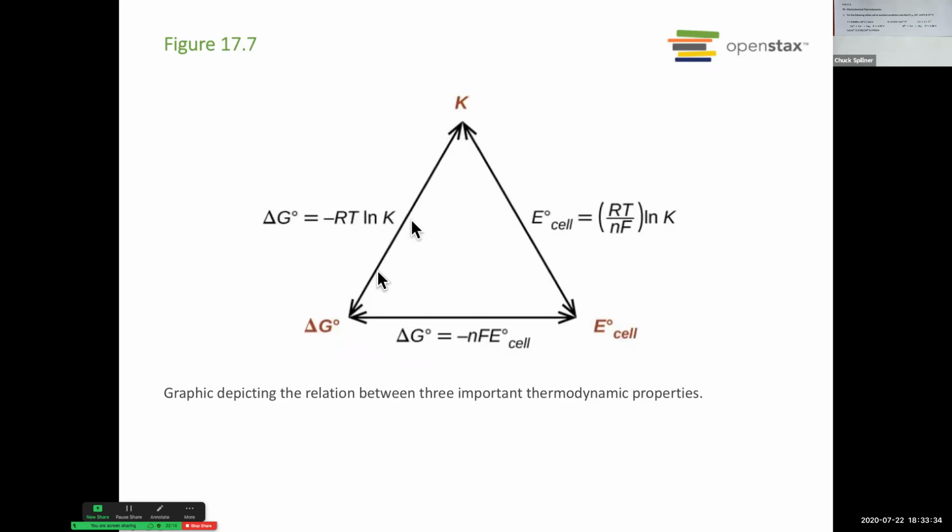So here's a triangle that relates these three properties that describe spontaneity of a chemical reaction: the equilibrium constant, the cell potential in a redox reaction, and the free energy change for any system undergoing change. And this came right out of your book, so you can find it when you do your reading.